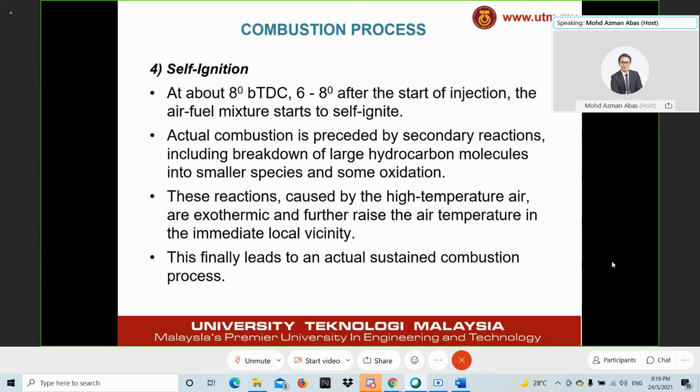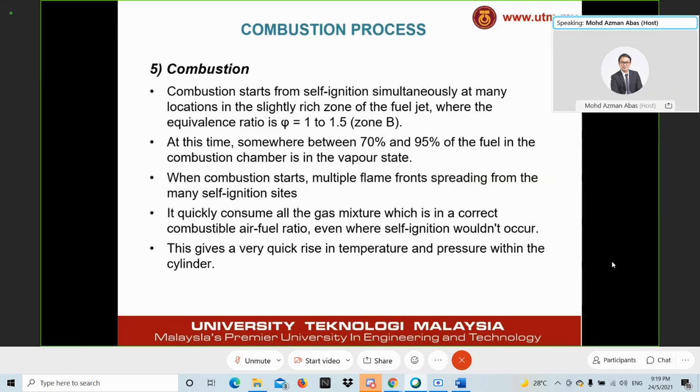So these reactions, caused by the high-temperature air inside the combustion chamber, are exothermic and further raise the air temperature in the immediate local vicinity. This finally leads to the actual sustained combustion process. And lastly, this is when you have the true combustion. Combustion starts from self-ignition simultaneously at many locations and slightly reaches the zone at the fuel jet.